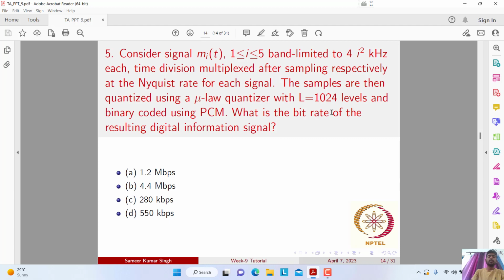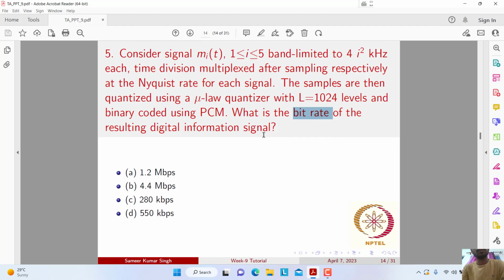So here you have to find the bit rate. We have message signals mi(t) where i varies from 1 to 5. It is band limited, with frequency 4i kHz. For i equal to 1 it's 4, for i equal to 2 it's 8, and so on for all values from 1 to 5. We are applying time division multiplexing after sampling at the Nyquist rate. Then the samples are quantized using the Mu-law quantizer with 1024 levels, and binary coded using PCM. We have to find the bit rate of the resulting digital information signal.